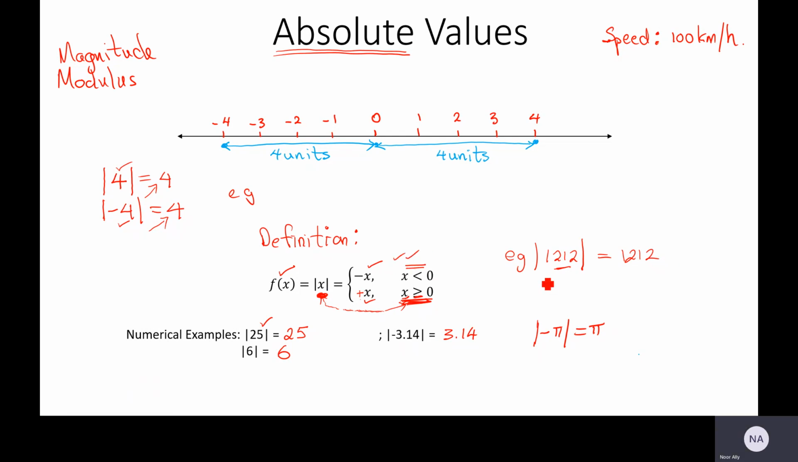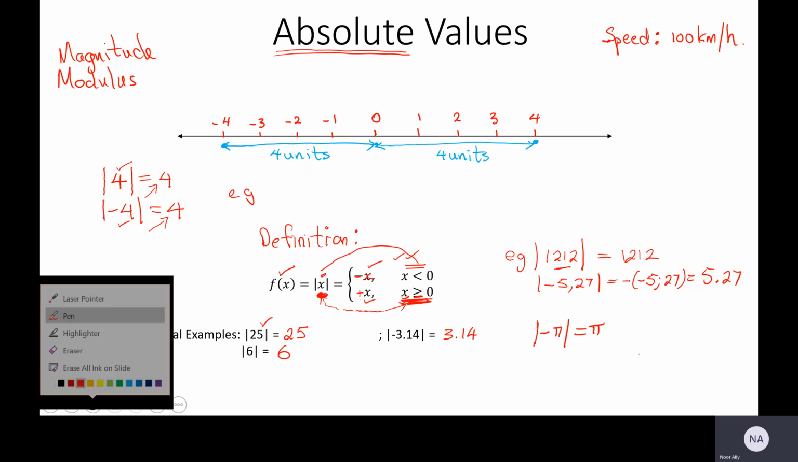In the top case, if you consider minus 5.27, then this x here is less than 0. Then my answer will be minus whatever I see in between the absolute values. So it would be minus minus 5.27, and that will just equal to 5.27. In other words, a positive answer.